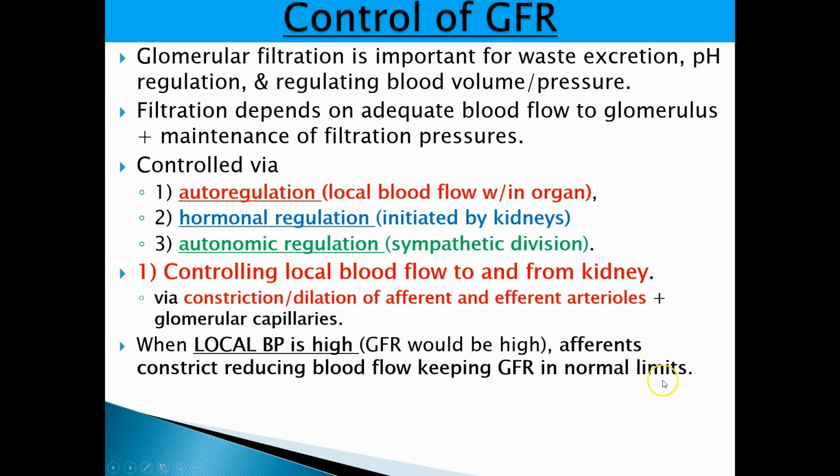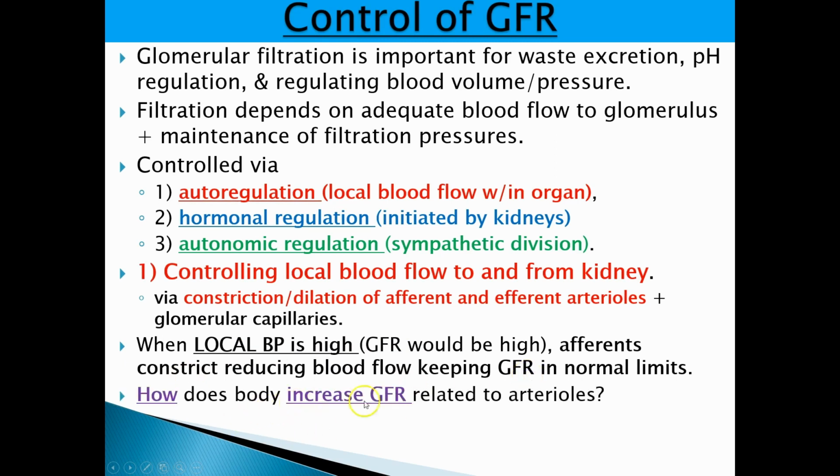So if systemic blood pressure is high and locally we sense the blood pressure is high, the way the body can adjust its filtration is to constrict the afferents. You need to know this. This is the only question that I'm going to ask related to how the constriction of afferents is going to occur. On the flip side, if we needed to have an increase in GFR, i.e. our blood pressure systemically might be low and therefore the kidney senses local blood pressure is low as well.